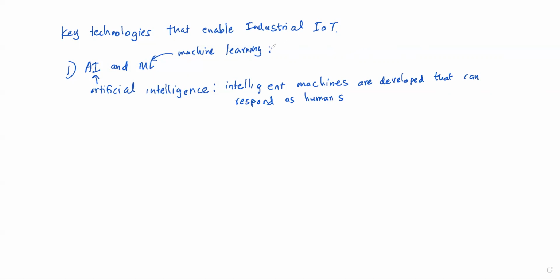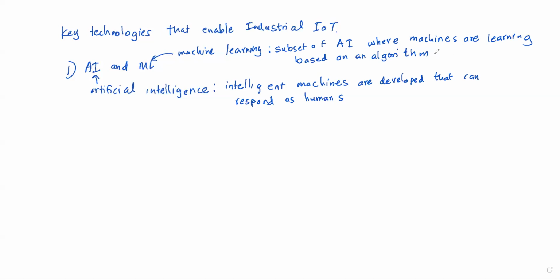Machine learning is a subset of AI, where the machines are learning using a certain algorithm. Machines are based on algorithms, and this method is more accurate than other baseline methods, right? Than programming-based methods.